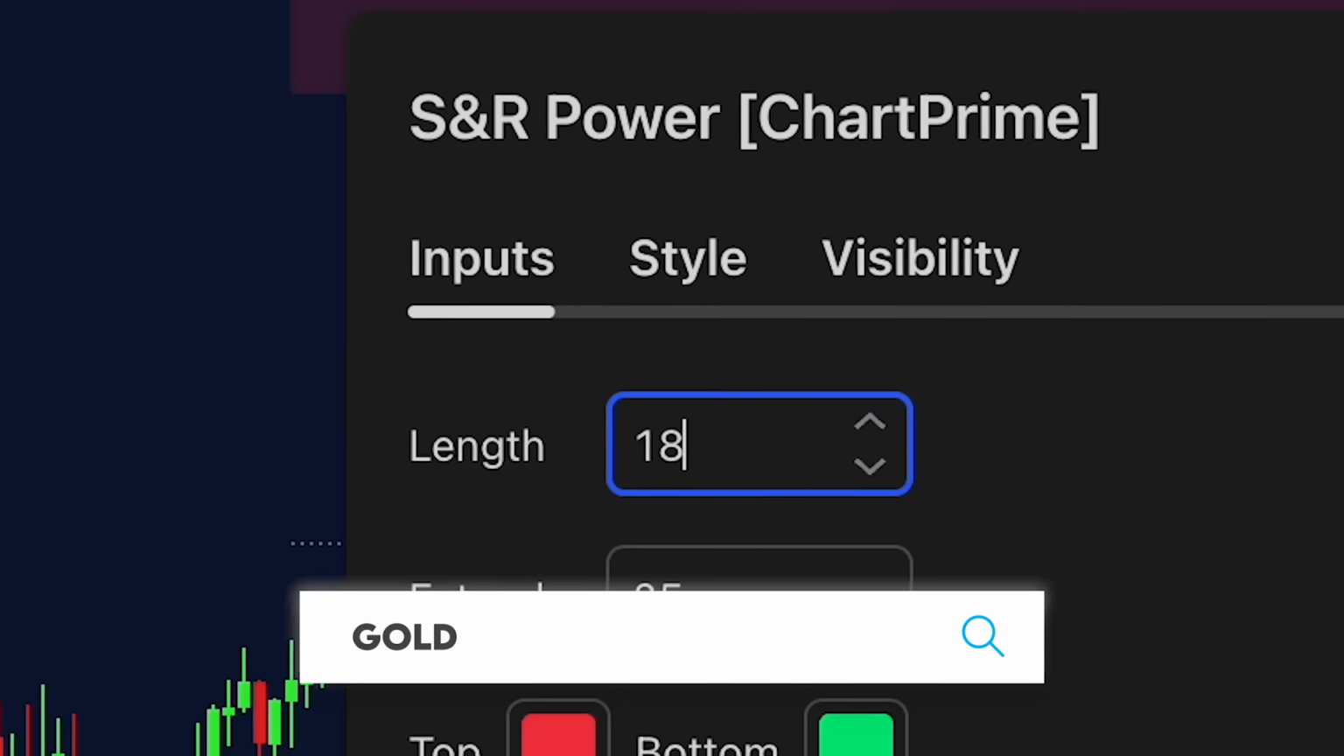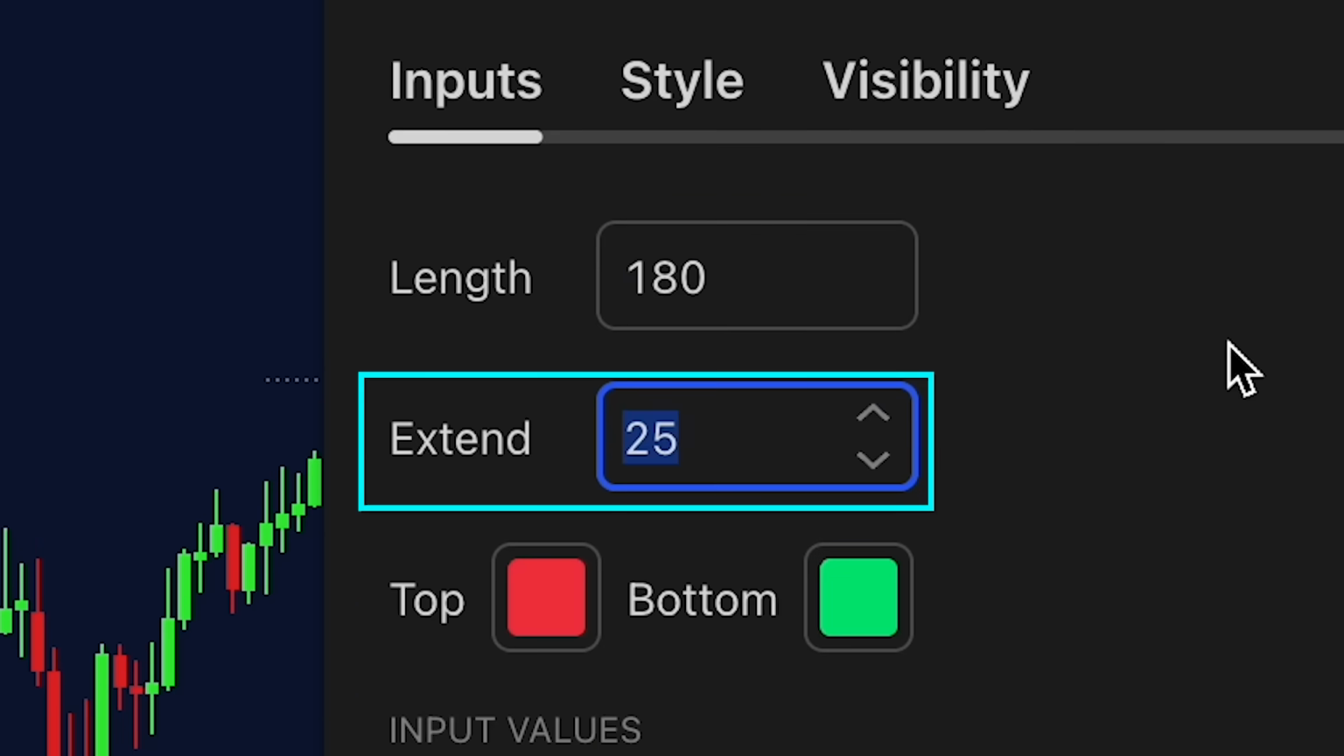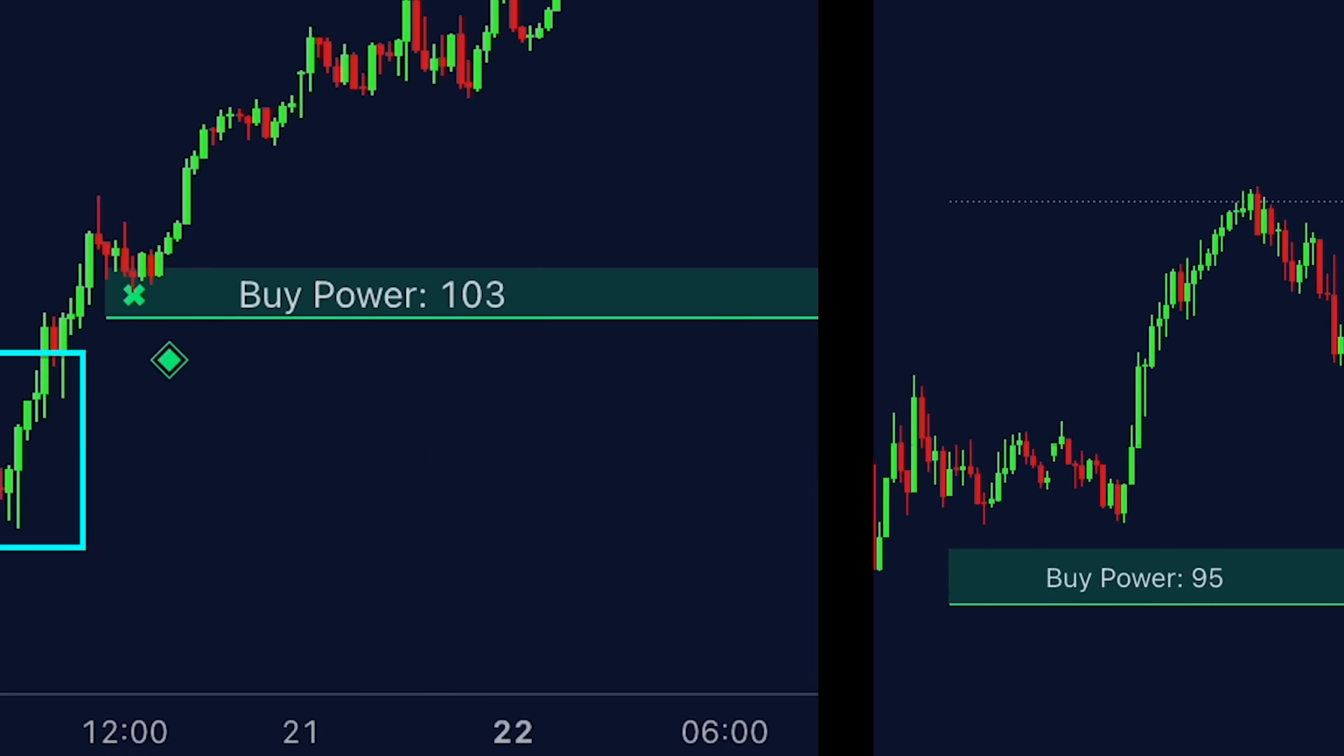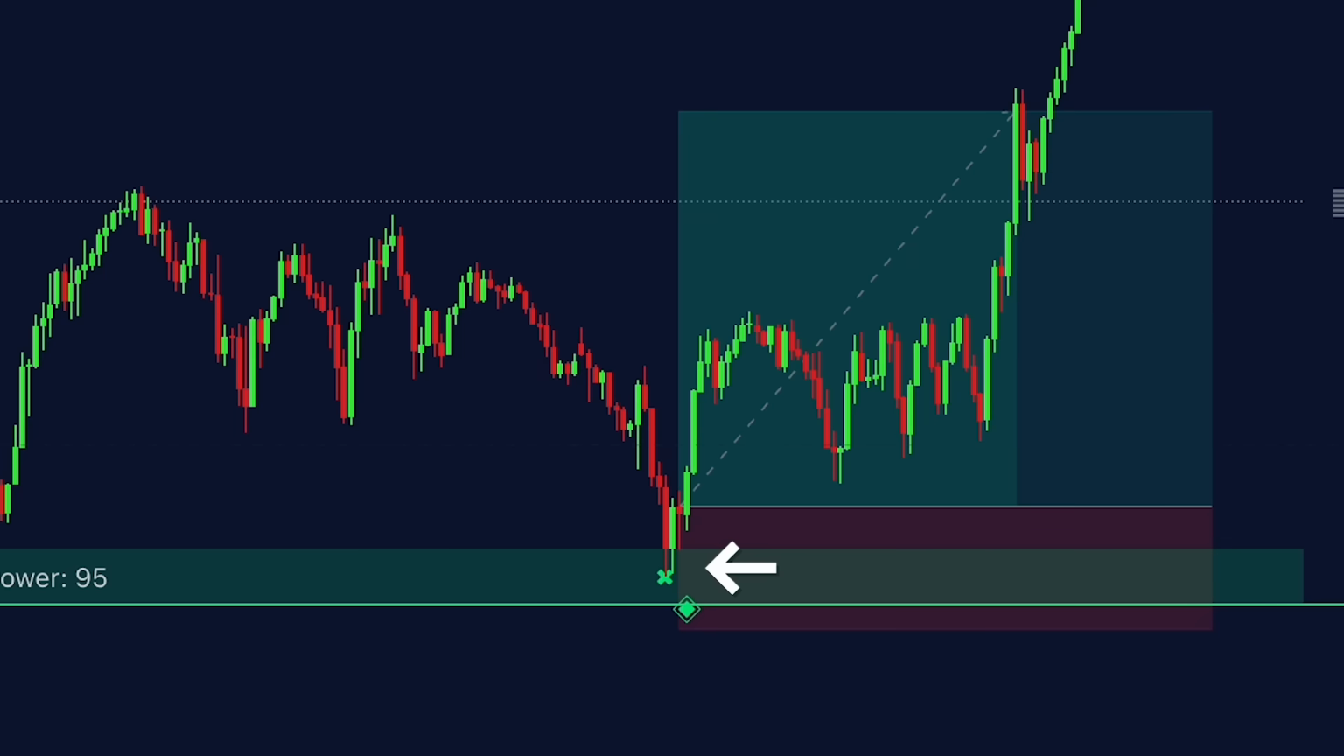For gold trading, set length to 180 and extend zones by 30 bars to account for gold's unique volatility patterns. Gold exhibits explosive moves, but also long consolidation periods, and these settings ensure you're catching the institutional accumulation phases before the big moves happen.